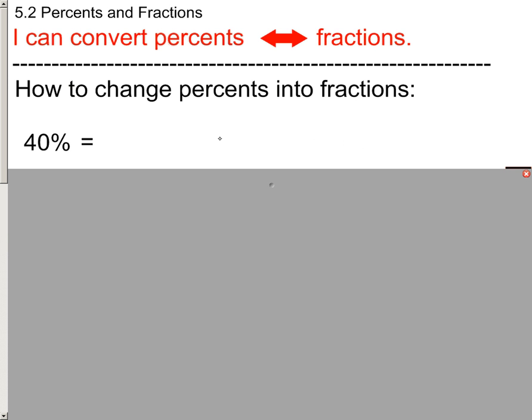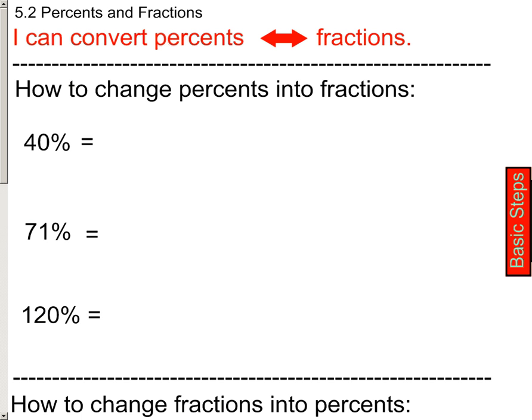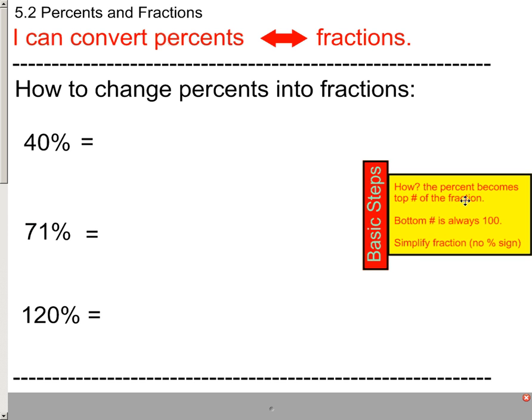Well, percents and fractions are pretty much the same idea, the same as percents and decimals. They're just different languages. If you translate them, they mean the same thing. So let's convert 40% into a fraction. How do we do that? The basic steps are this: you put the percent number on top of a fraction, and the bottom's always 100. Then you just simplify it.